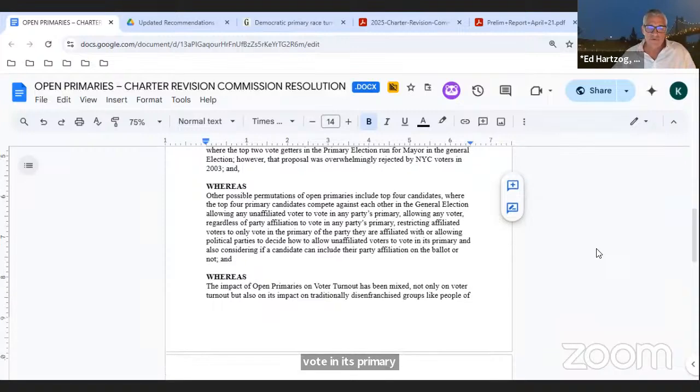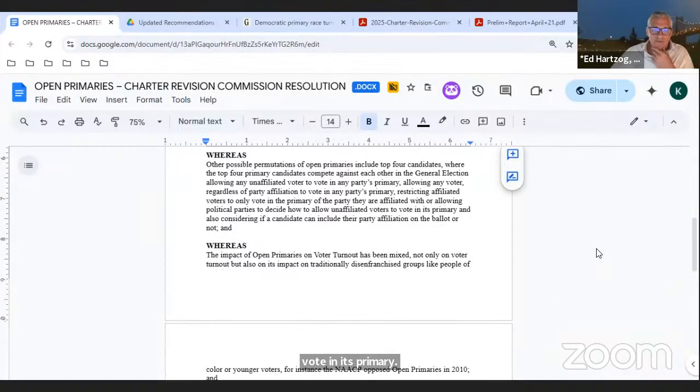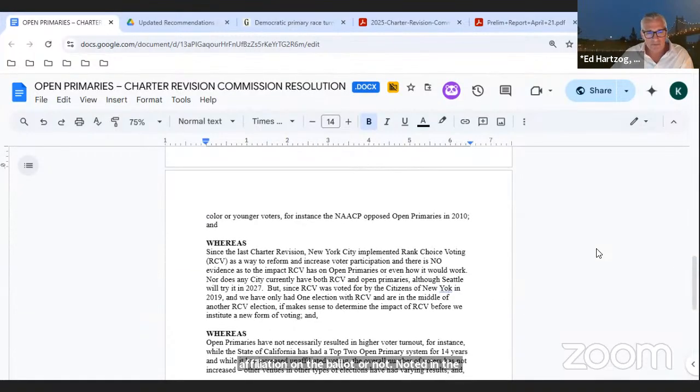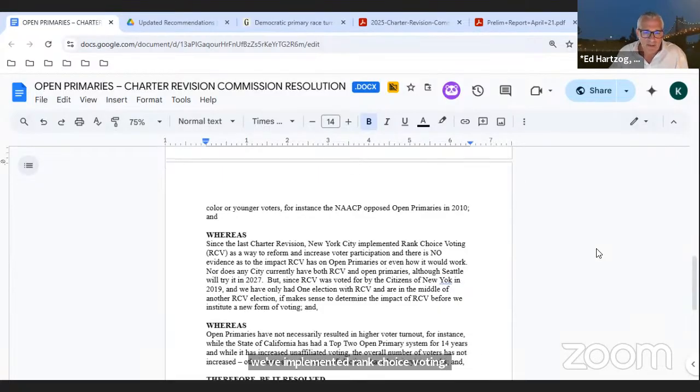And considering if a candidate can include their party affiliation on the ballot or not. As noted in the resolution, the impact on this has been mixed. The NAACP was against open primaries in 2010 when it was last considered. As I noted, since the last charter revision, we've implemented ranked choice voting.